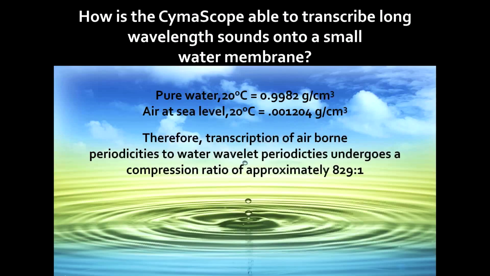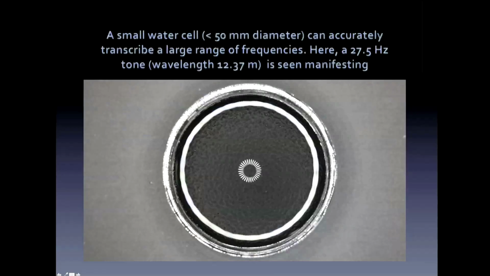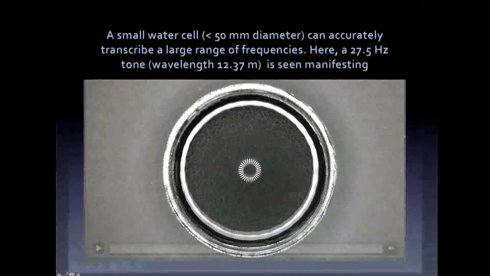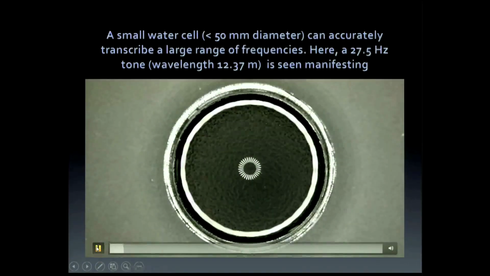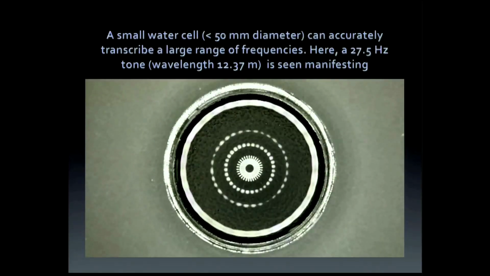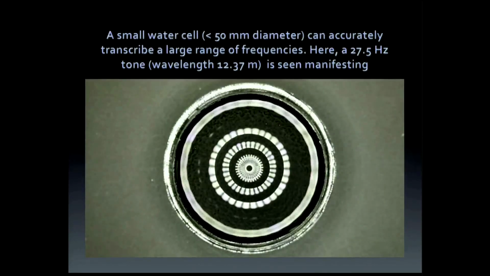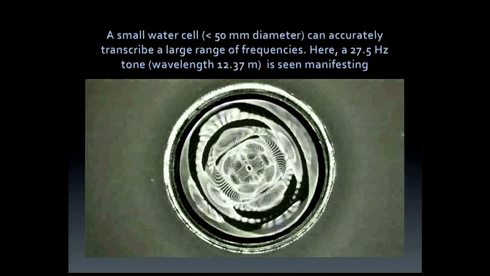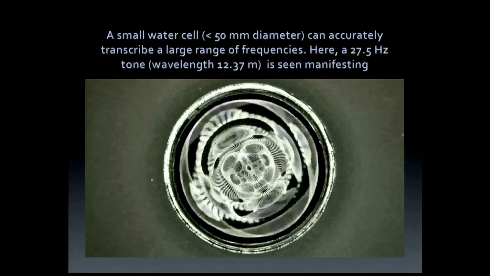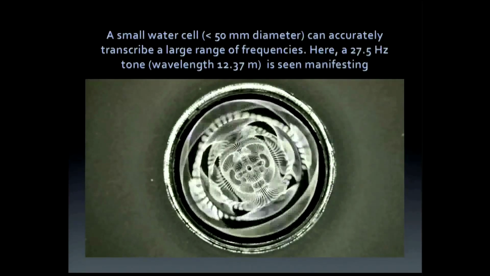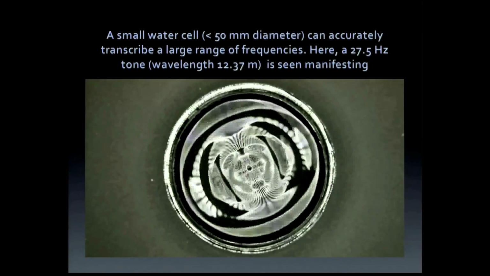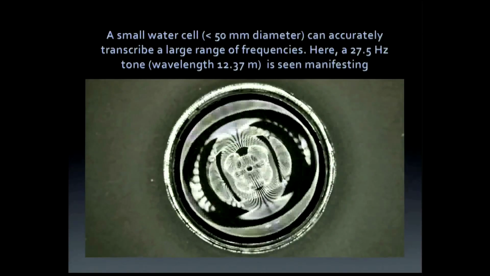I need to run a little video now. This is the camera looking straight down on that 50 millimeter area of water in the CymaScope visualizing cell. And what you'll see happen, at 27.5 hertz, is these rings appearing. I'm gradually increasing the amplitude entering that water cell, and the rings appear, and then there's a critical point called the Faraday instability point, and suddenly bursts onto the screen a full expression of that frequency. I then decrease the amplitude and it goes back down.